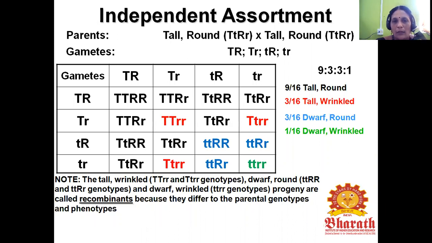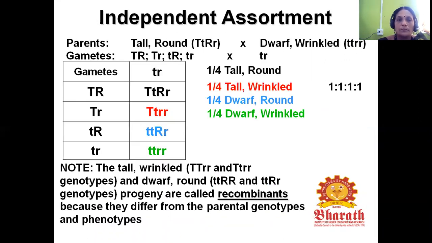The parent is tall, round, crossed with tall, round. The gametes are capital T capital R, capital T small r, small t capital R, small t small r. We have got, out of 16, 9 tall, round. Out of 16, 3 are tall, wrinkled, 3 are dwarf, round, and 1 is dwarf, wrinkled. Note that the tall, wrinkled, dwarf, round, and dwarf, wrinkled progeny are called recombinants because they differ from the parental genotype as well as the phenotype.